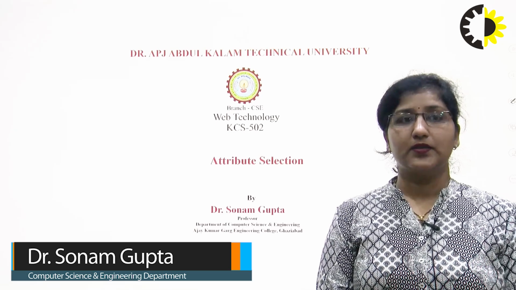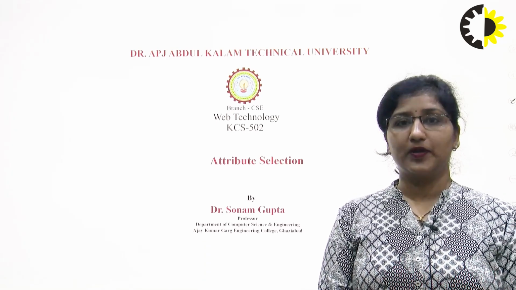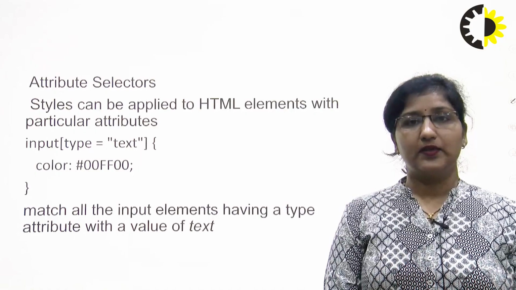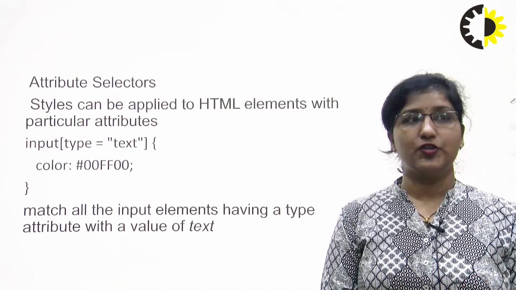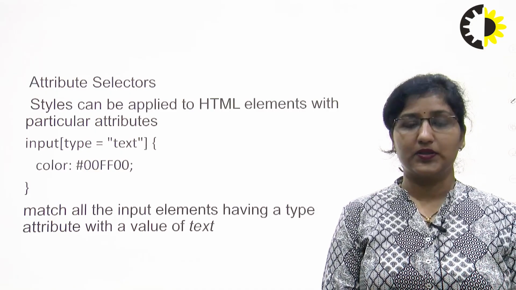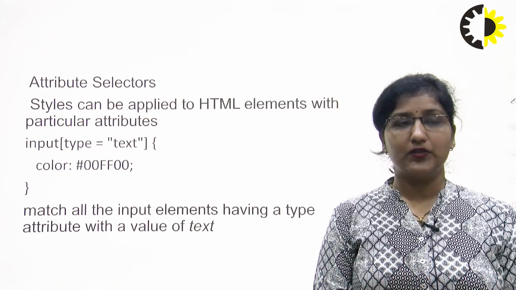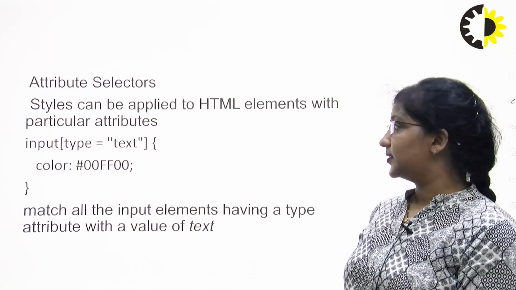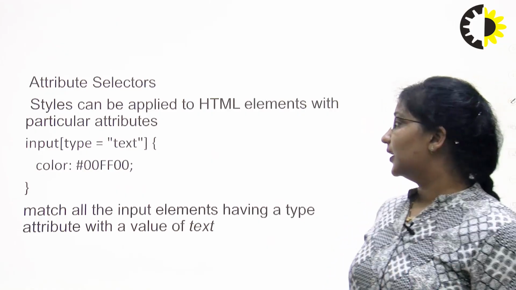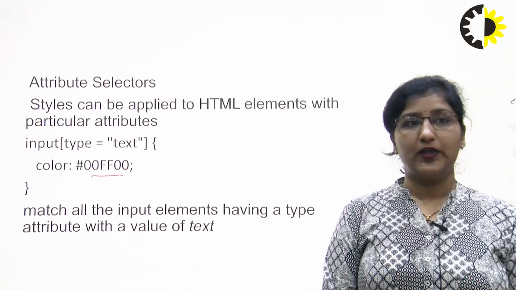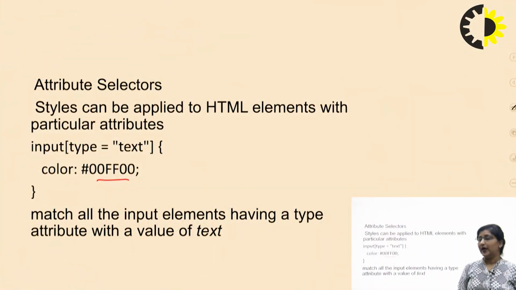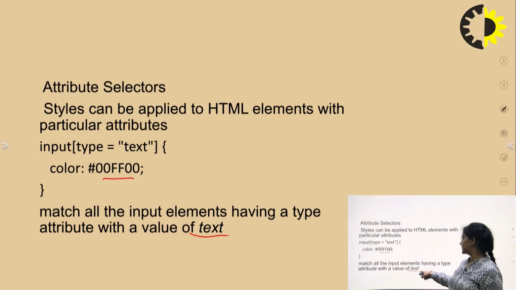Today we are going to discuss attribute selectors, a topic in CSS. So let's see what an attribute selector is. Styles can be applied to HTML elements with particular attributes. For example, we can write input, then type is equal to text, and the color scheme can also be given. It will match all the input elements which have a type attribute, and the value should be text. So in this way, we can assign CSS to a particular attribute as well.